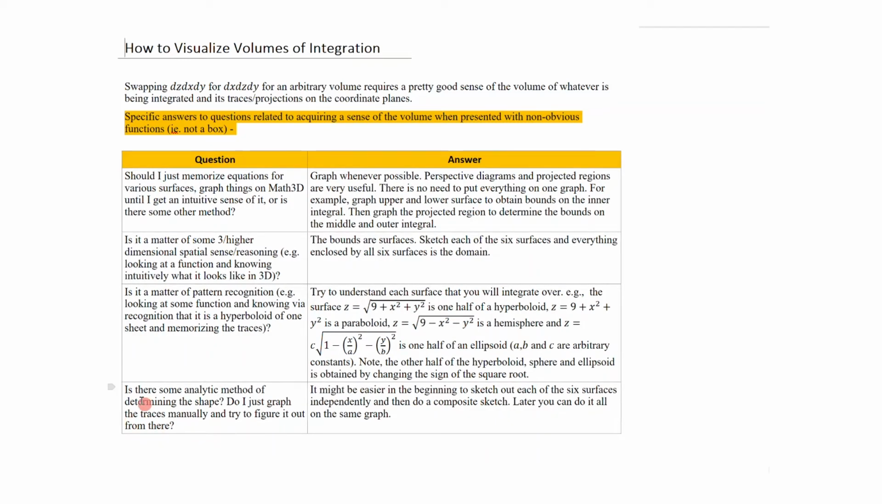And lastly, is there some analytical method for determining the shape? Do I just graph the traces manually and try to figure it out from there? General word of guidance is it might be easier in the beginning to sketch out each of the 6 surfaces independently and then do a composite sketch. Later, you can do it all on the same graph as you get the necessary experience of graphing and visualizing what's happening.